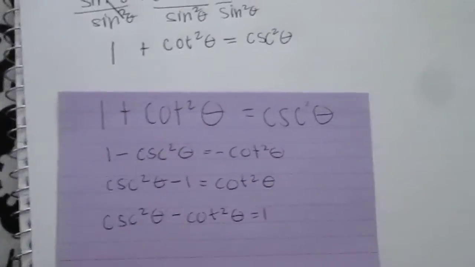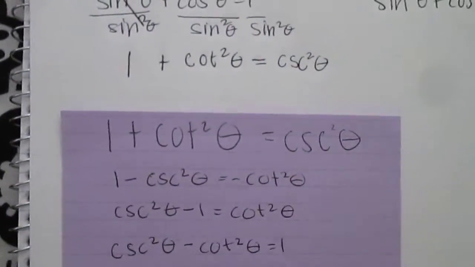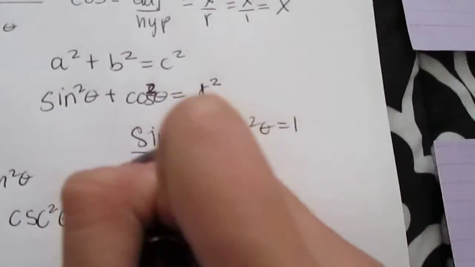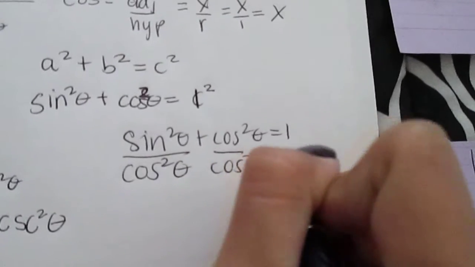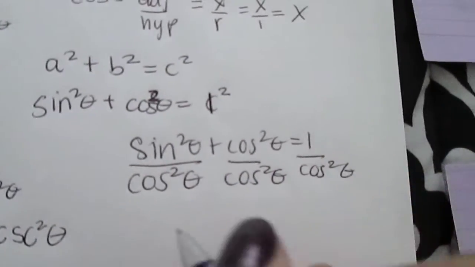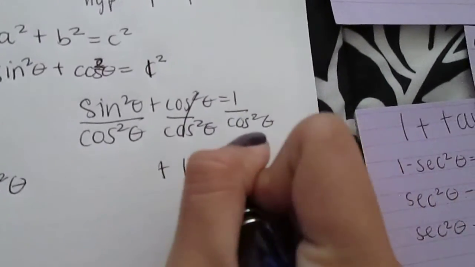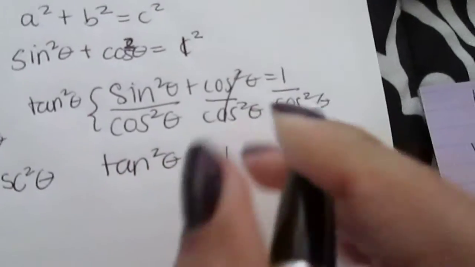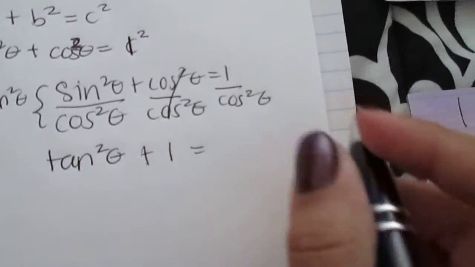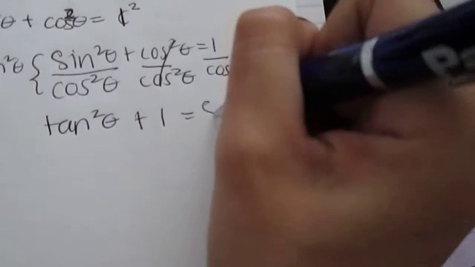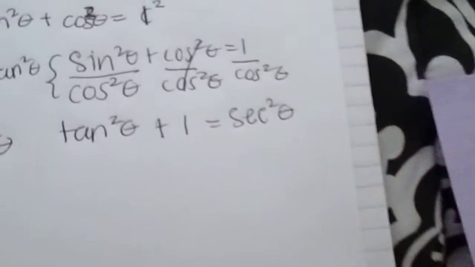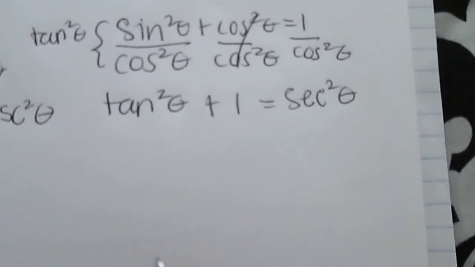So that is our first identity. It looks like this, and there are multiple ways of looking at it. And the second one, instead of dividing by sine squared theta, we divide by cosine squared theta. Again, these cancel. This is also tangent squared theta, so we can just substitute. And 1 over cosine squared theta is the same as secant squared theta. We know that because of our reciprocal identities. And this is the third Pythagorean identity.